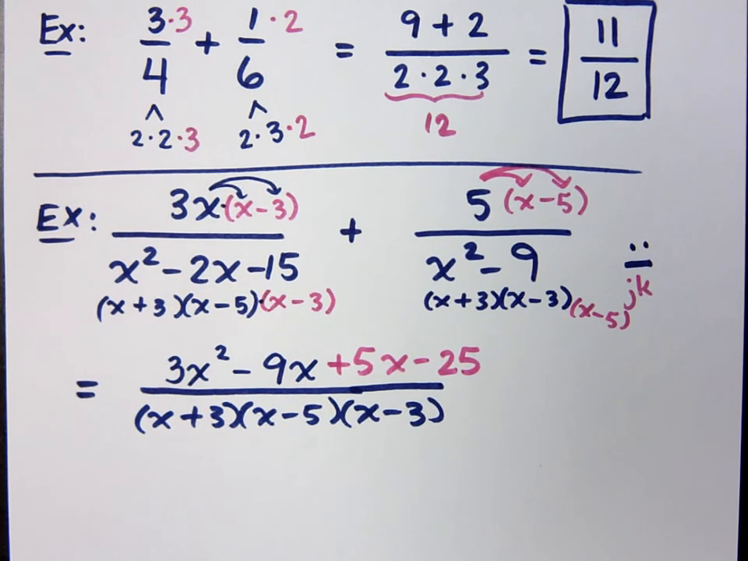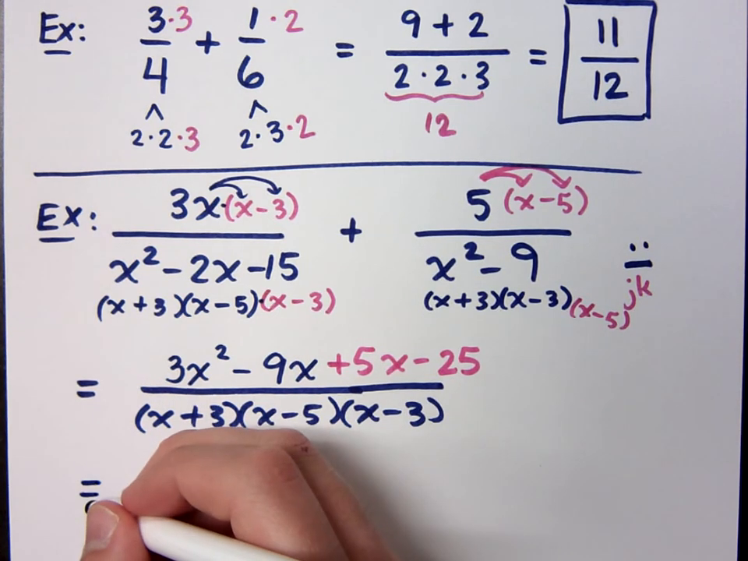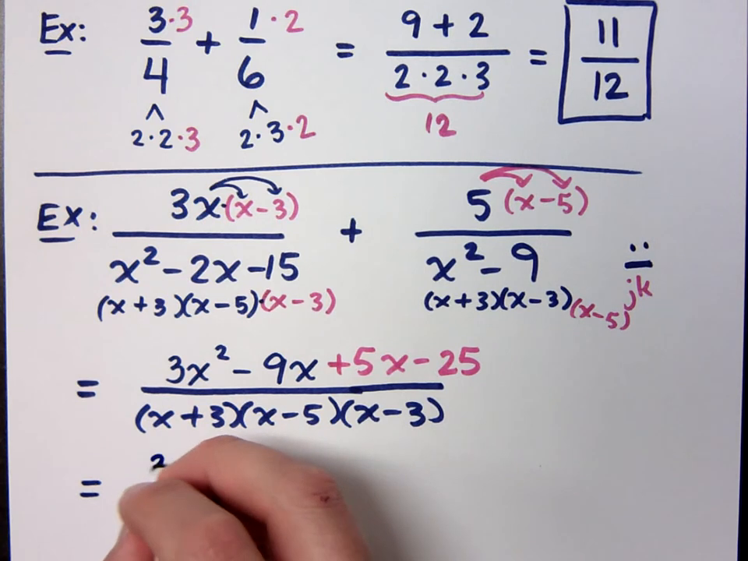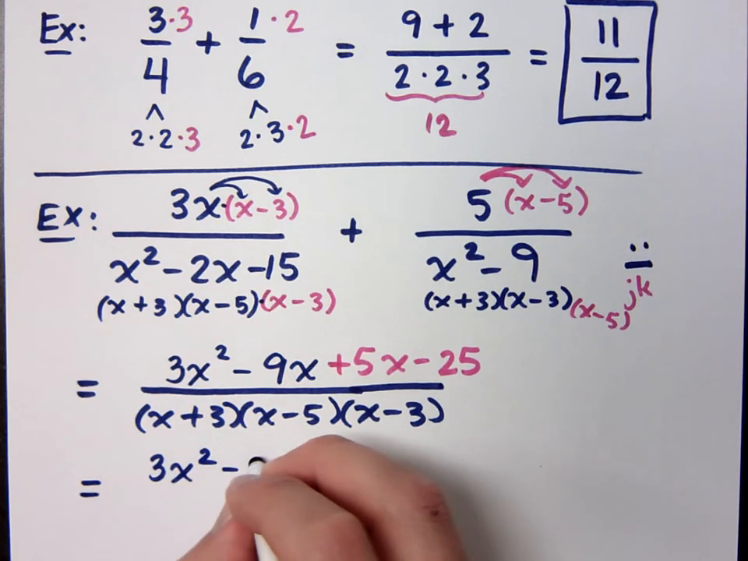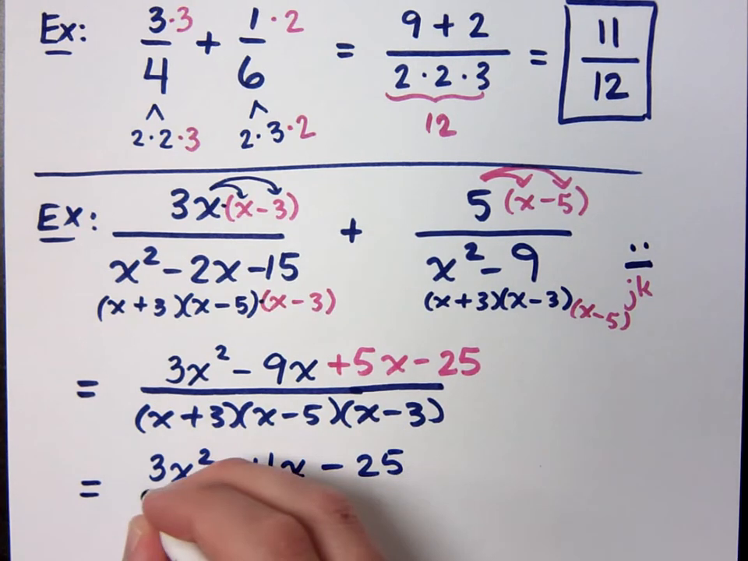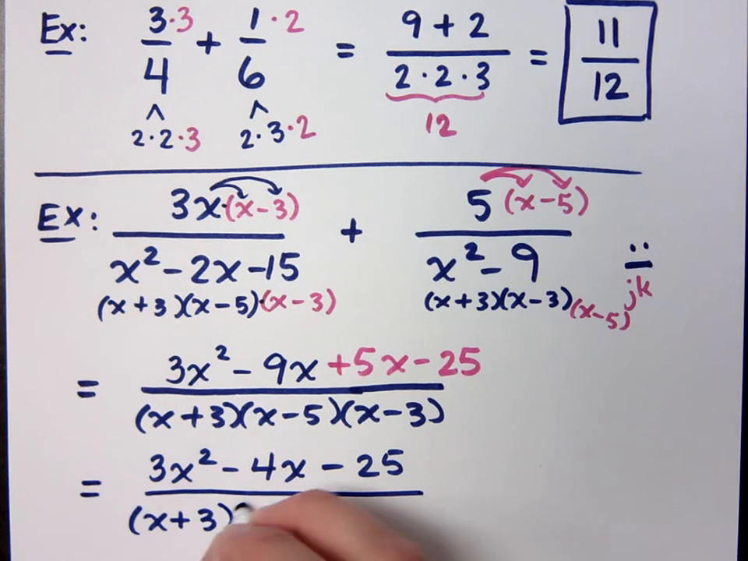Am I done here? You can combine like terms. I can combine like terms correctly, right? When I combine like terms in the numerator, what do I have? 3x squared minus 4x minus 25. I keep my denominator because I haven't done anything with that.